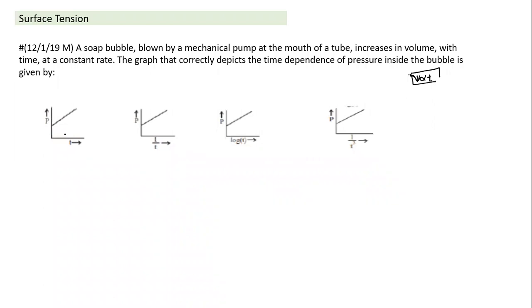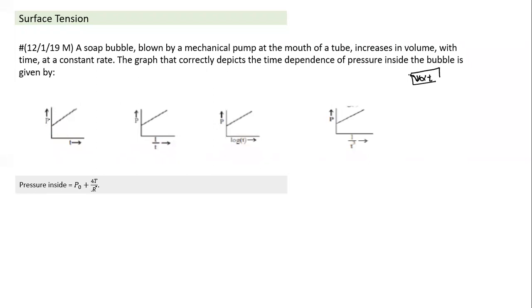This is pressure. So whenever a graph is there, we need to find an equation between pressure and time. What is given? Volume is varying directly with time. So this is a fairly direct question. What is the pressure inside the bubble? Pressure inside the bubble is P naught plus 4T by R here.